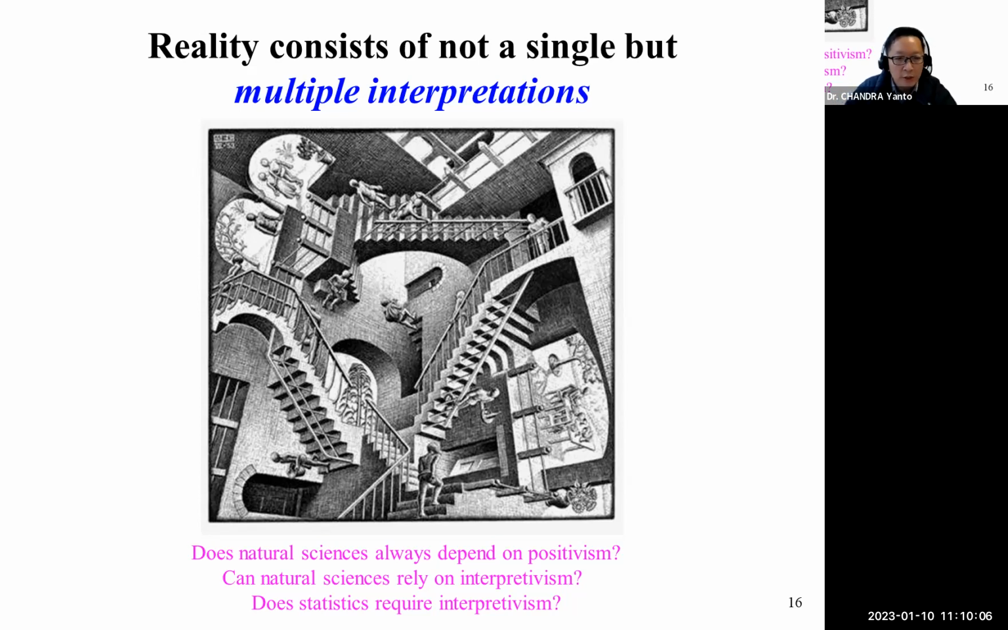And also, we could say that natural sciences depend on positivism. For example, there's some reality. Now the question is, can natural sciences also rely on interpretivism? Does statistics require interpretivism? So these are some of the questions that I would like you to ponder and think about as we go through the course.